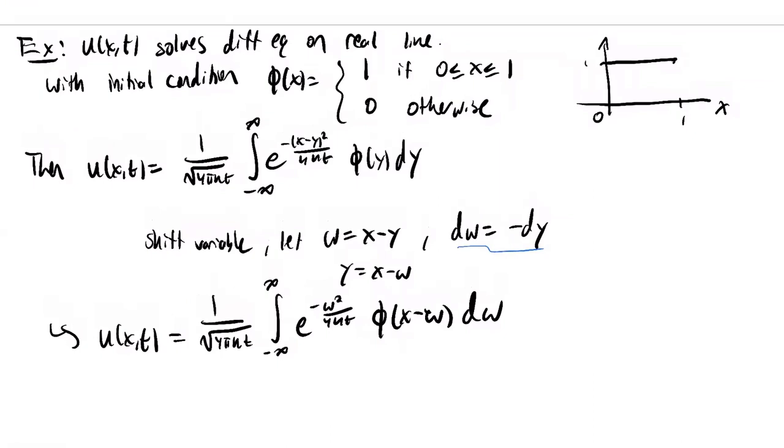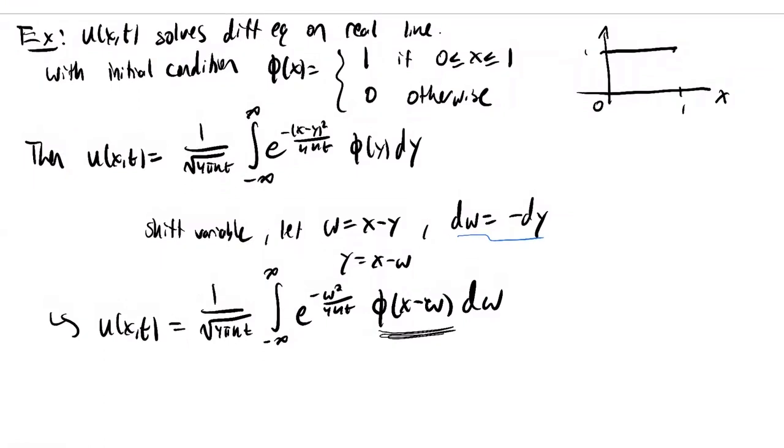The reason I did this was that now I've brought the x term into the function phi, so I can use the definition of phi to simplify this integral. Let's think for a second, what is phi of x minus w equal to? We just have to use the rule given to us by the step function definition. This should be equal to 1, not if x is between 0 and 1, but if the input is between 0 and 1, which means x minus w is between 0 and 1, and then it's equal to 0 otherwise.